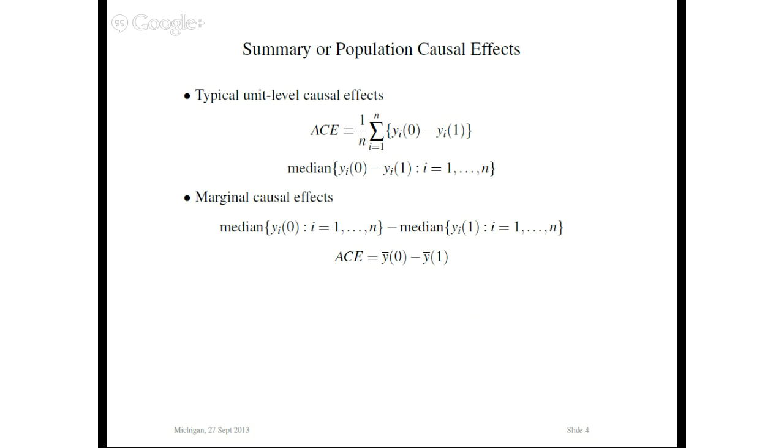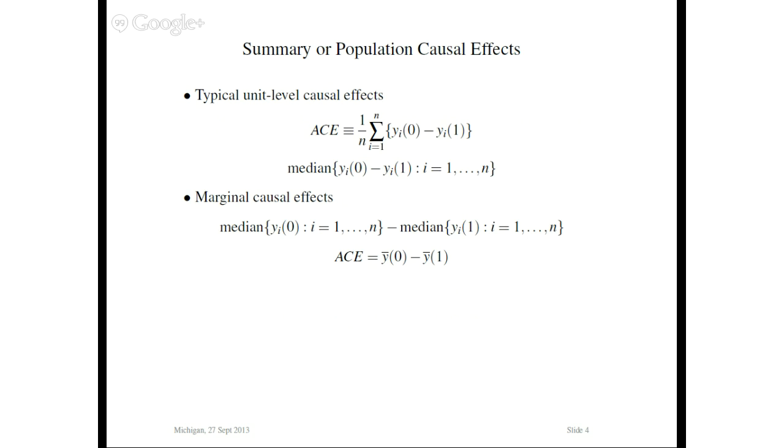So for example, we might define the average causal effect to just be the average of the individual causal effects. Or maybe we take the median of the individual causal effects. Rubin calls these typical unit level causal effects. Or alternatively, we might define our causal estimates in terms of marginal causal effects. And so a couple of those are given here.